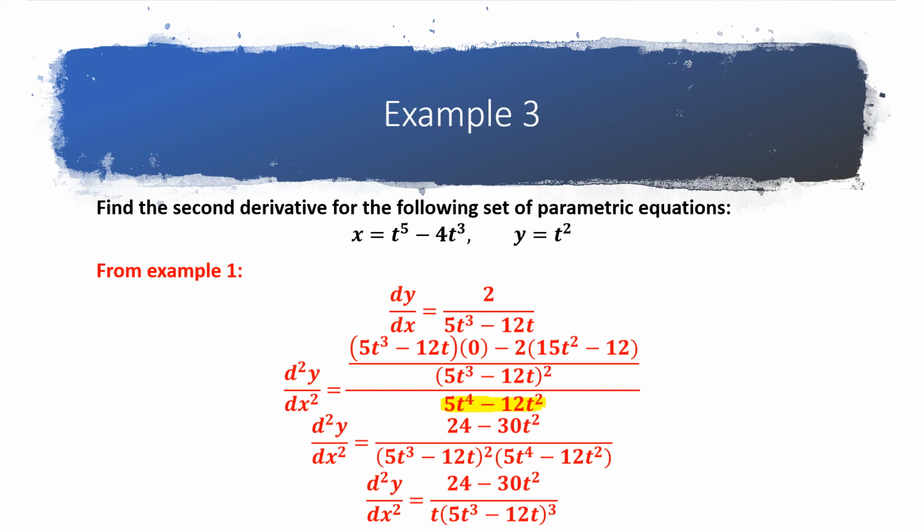All right, so when I simplify it, I get (24 minus 30t squared) over (5t cubed minus 12t) all squared, times (5t to the fourth minus 12t squared). If I factor out a t in this second expression on the bottom, I'll be left with (24 minus 30t squared) over t times (5t cubed minus 12t) all to the third power.